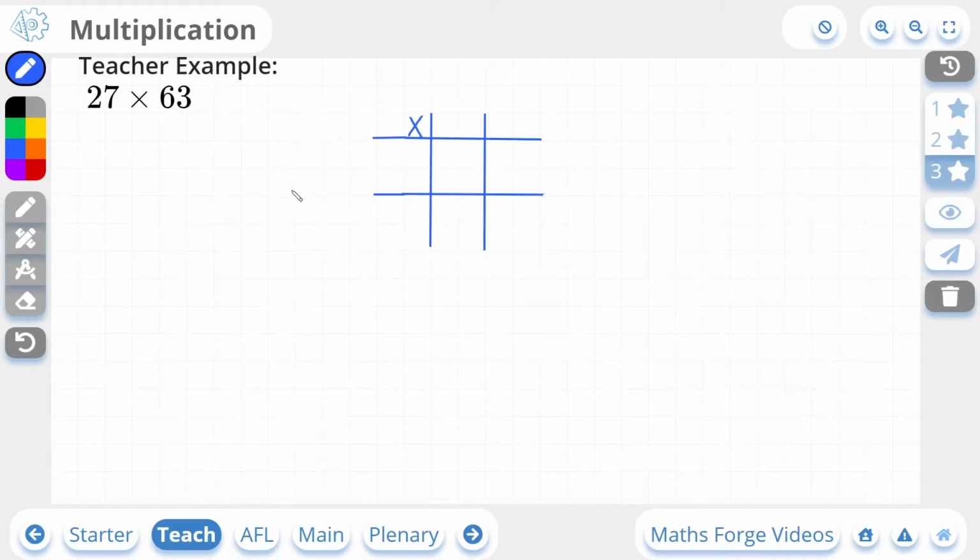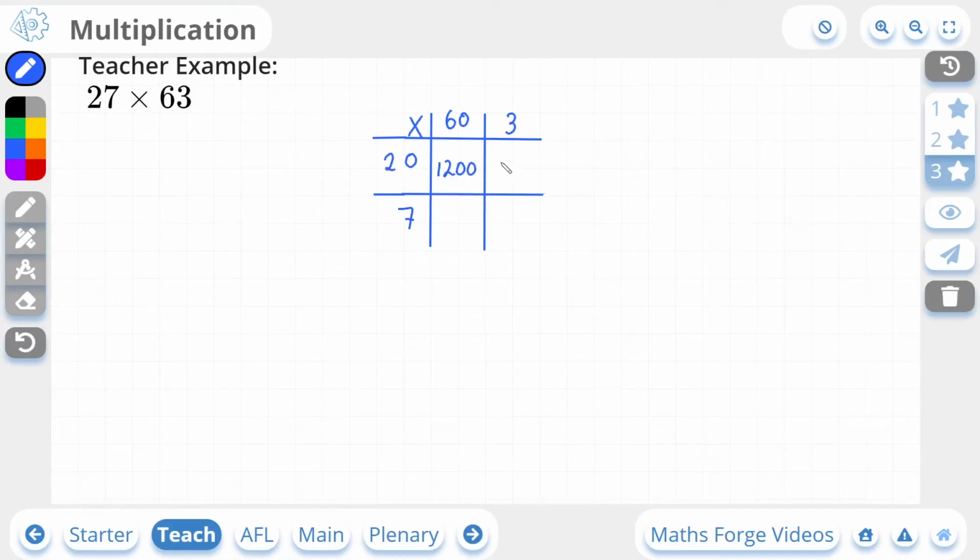Okay, now we're going to do a 3-star example. So we have 27. So I'm going to break it up into 20 and 7, and they do go beside each other like this. And 63. So I'm going to break this up into 60 and 3. And now I'm going to multiply the column with the rows. So 60 times 20. So 6 times 2 is 12. And there's a 0 at the end of the 60 here, and the 0 at the end of the 20 here. So it's going to be 0, 0. So 1,200.